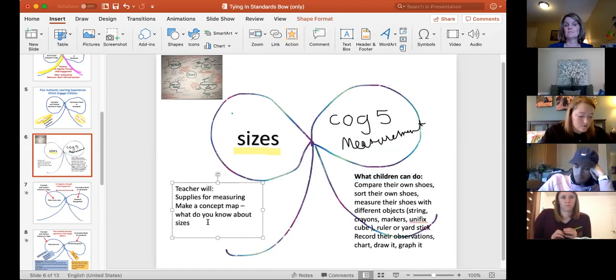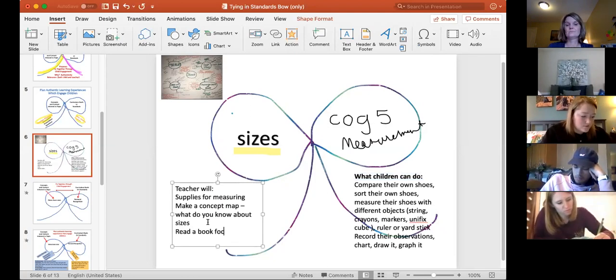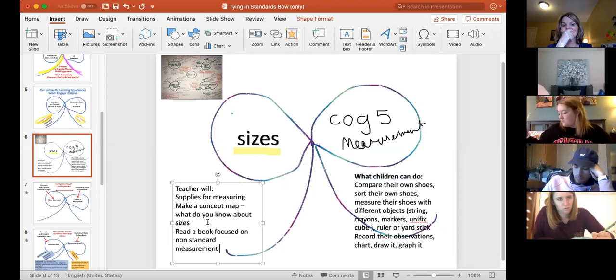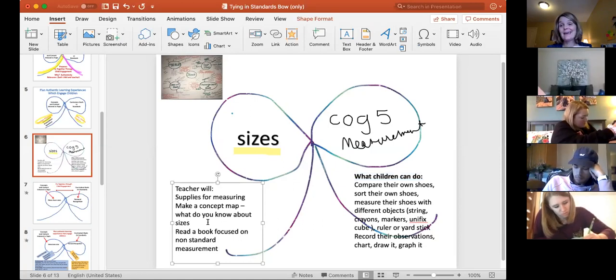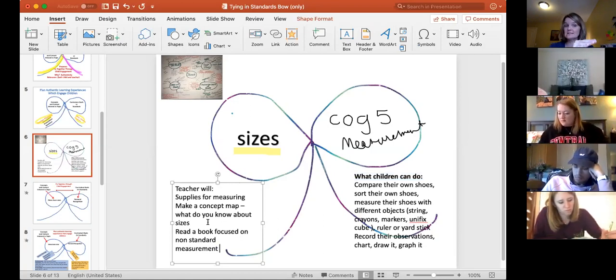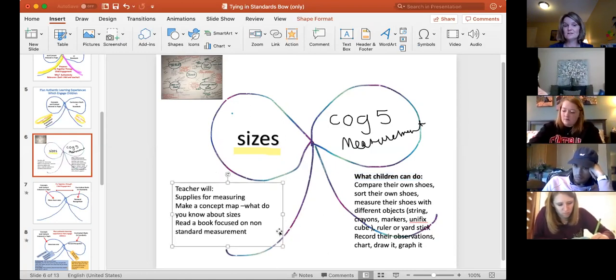Read a book. What would we want the book to be focused on? Similar to what you said about non-standard measurements, maybe we talked a lot about Curious George last class, but if there's a book where the character goes around measuring things, that's what you want, so it's relatable. Okay. And Pete the Cat has several books about shoes, incidentally. There are other books too, because my concept is about shoes and sizes. So we find a book that has something related to the concept.